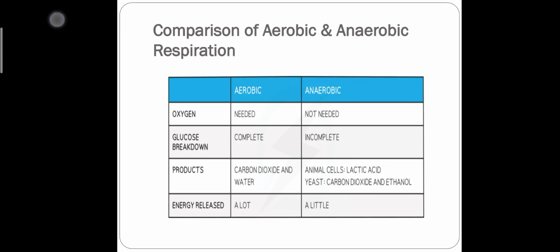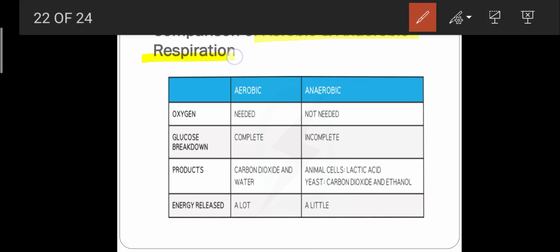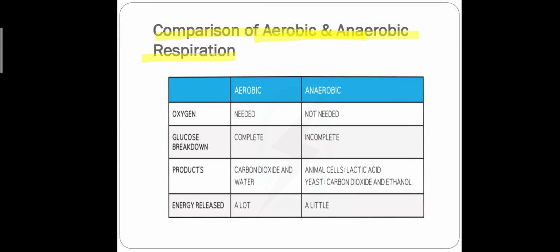Now we will compare aerobic and anaerobic respiration. In aerobic respiration, oxygen is needed, while in anaerobic respiration, oxygen is not needed. In aerobic respiration, glucose breakdown is complete, while in anaerobic respiration, glucose breakdown is incomplete.